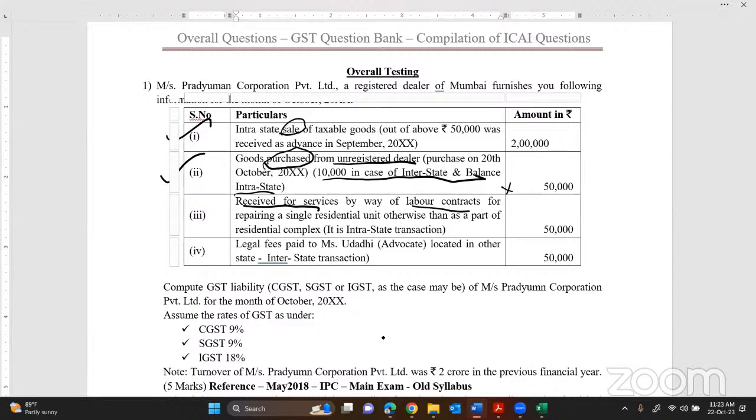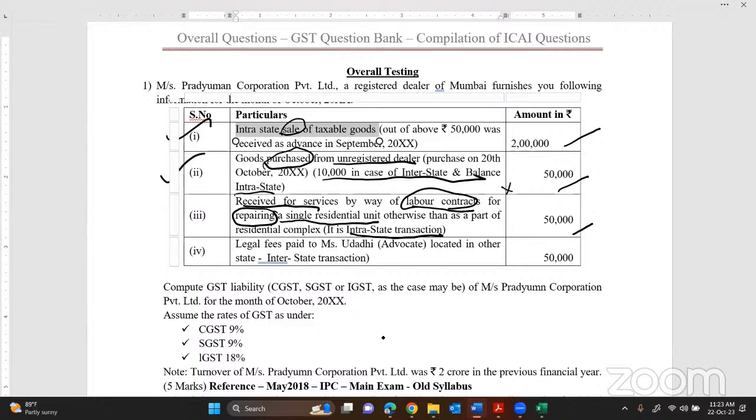By way of labor contract, if you carefully observe, this is from taxable supply, chapter number 3. This is unregistered person, ITC, chapter number 8. This is from RCM, again chapter number 3. Oh, sorry, exempt supply, chapter number 4. Received service by way of a labor contract for repairing a single residential unit. My dear, as far as a single residential unit is concerned, only original works are entitled for exemption as a labor contract, not repairs and maintenance. Therefore, this is taxable, and this is also intrastate.